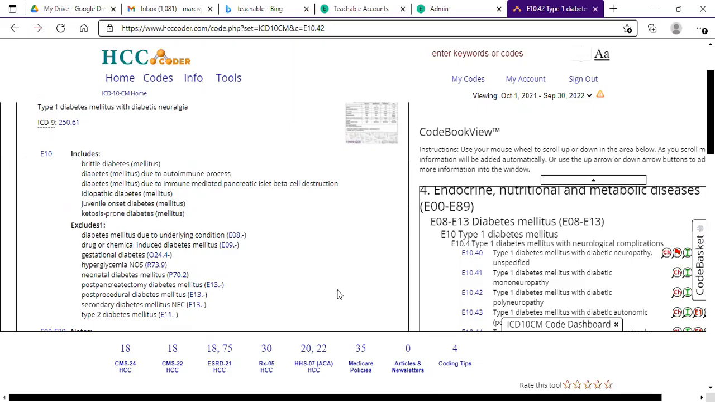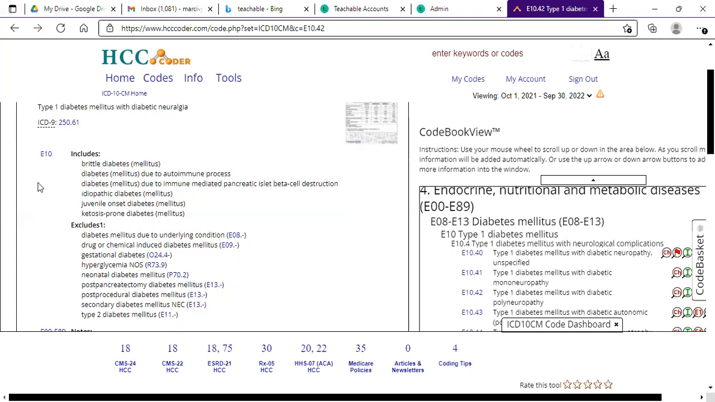Oh, so this would not be an example. I see what you're saying. This would not be a good example of overcoding because it'd just be an example of bad coding. It'd be an example of you just not accurately coding, because you have to include the Z code. That's one of the rules when you're coding for diabetes type 2, but it's not one of the rules when you're coding for diabetes type 1.